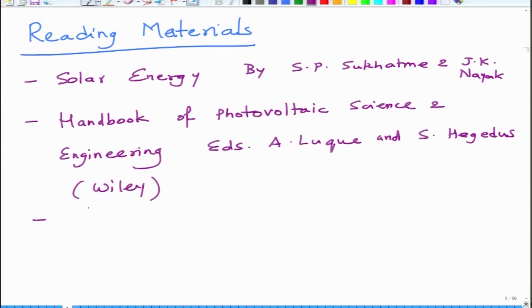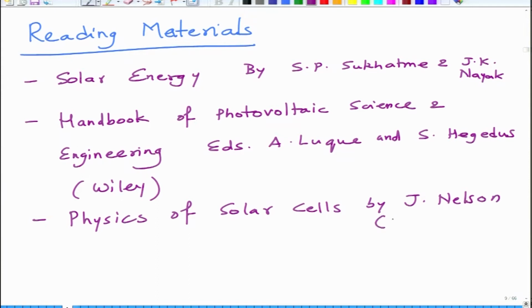And another book that I will recommend is Physics of Solar Cells by Jenny Nelson. This is basically Imperial College Press. Again, a very good book from the perspective of fundamentals as well as technology. So these two books are primarily course based. These are two books which you have to consider towards this course, and this first book is for the week 1 part of the course.